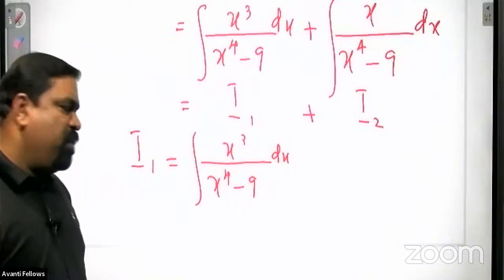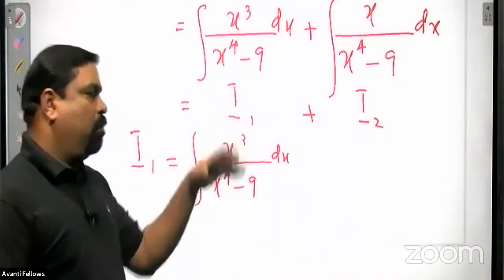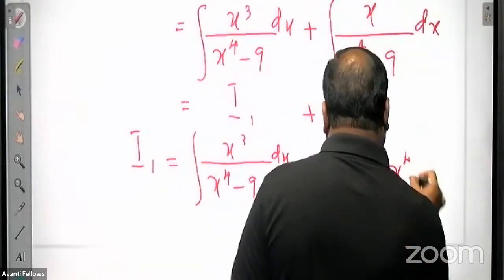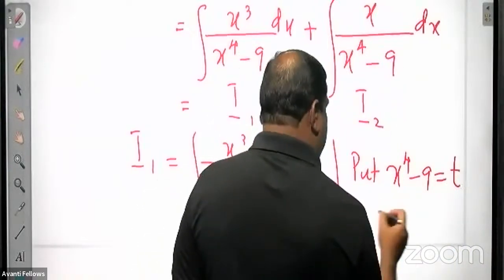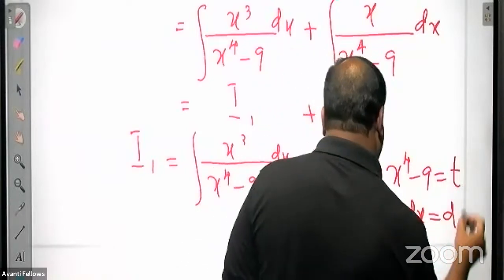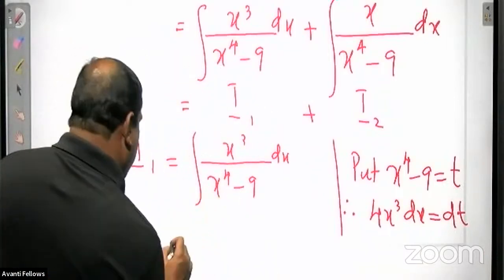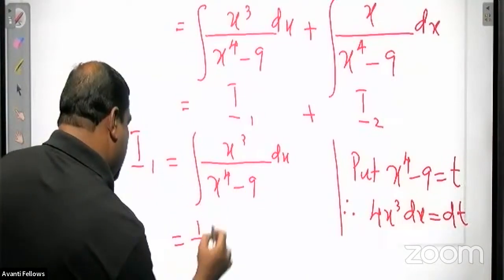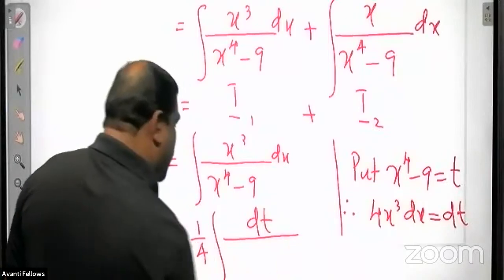So how to integrate this one? It's very simple. You just put the denominator, x power 4 minus 9, as t. So put x raised to 4 minus 9 equal to t. The derivative of x power 4 minus 9 is 4x cube dx, so 4x cube dx is equal to dt. Okay, so we can proceed. So x cube dx means 1 by 4 dt. So 1 by 4, a constant taken outside, and dt divided by t.